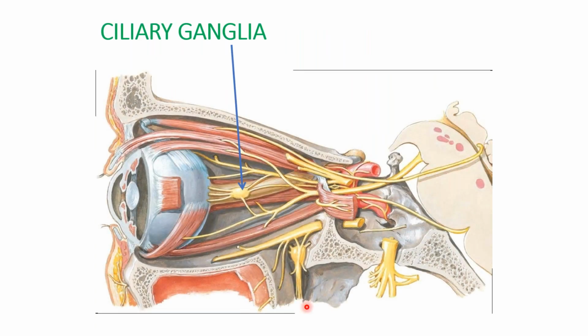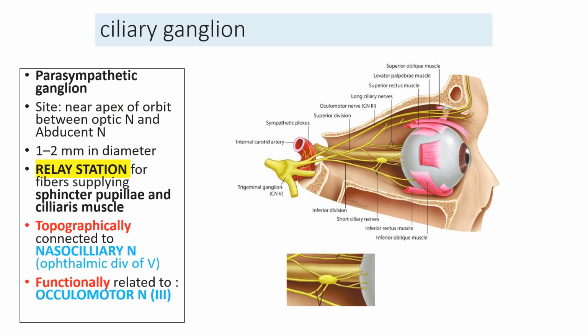So now we begin with the ciliary ganglion. This is the ciliary ganglion, which is located in the orbit. Let's see where it is present. It is present near the apex of the orbit, between the optic nerve and the abducent nerve. It is very small in diameter, 1 to 2 millimeters. It is a parasympathetic ganglion, and basically it is a relay station for the fibers supplying the sphincter pupillae and ciliaris muscle.